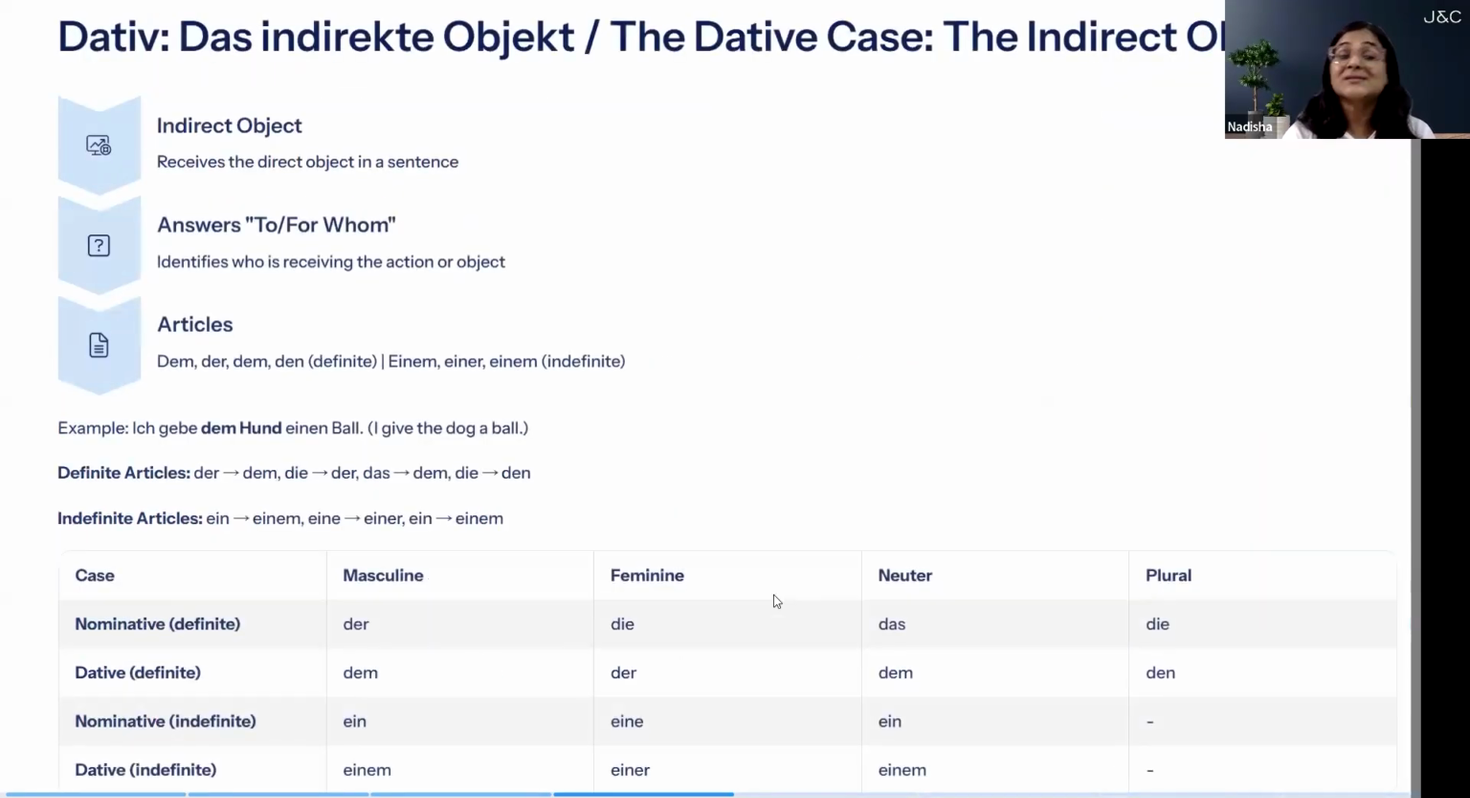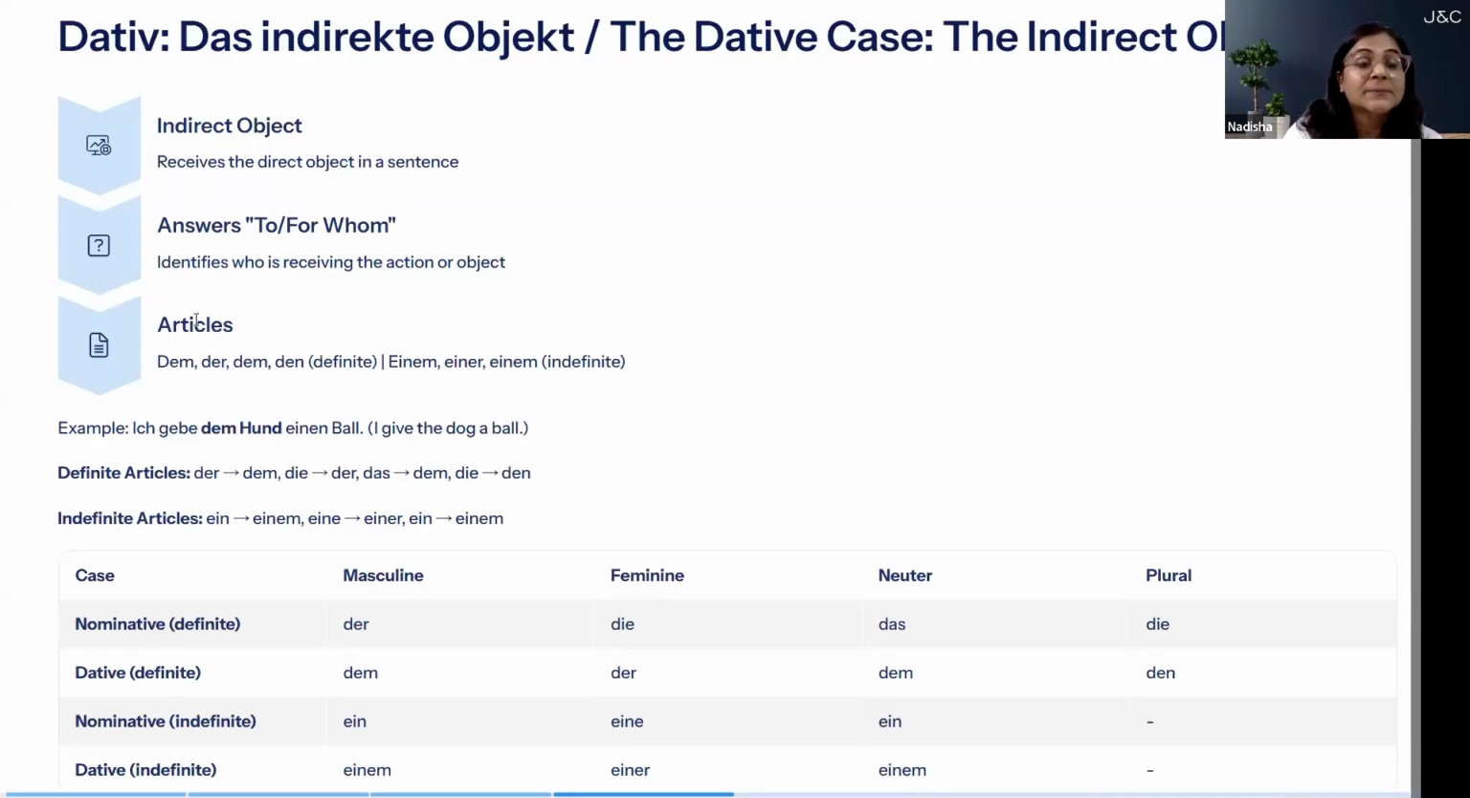Okay. Now let's understand the dative case. Now nominative is the "who" condition. Accusative is the "what" condition. But dative is the "to whom" or "for whom" condition, and it is the indirect object. Okay. Who receives the direct object in a sentence. So you have to ask the question "to whom" or "for whom". Okay. So this will help you identify who is receiving the action or object.